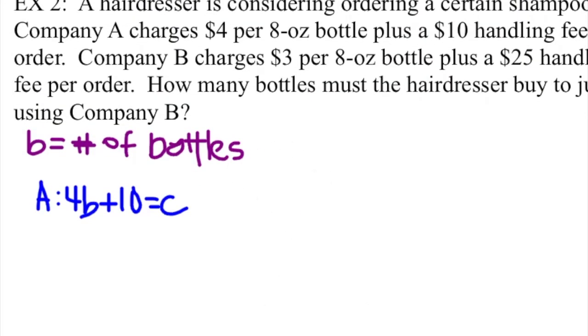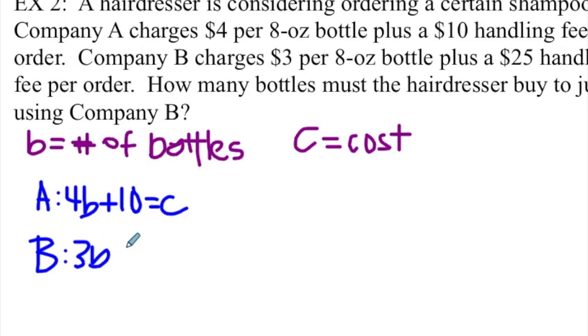So I'm going to go ahead and label here for you your other variable of C, which would be cost. So then the other company, which is company B, is going to sell her the shampoo for a little cheaper. They're only going to charge her $3 per bottle. So for company B, we're going to have $3 per bottle. But for them, we're going to have to add onto it a $25 handling fee. So they're going to charge us $25 to ship us our box.